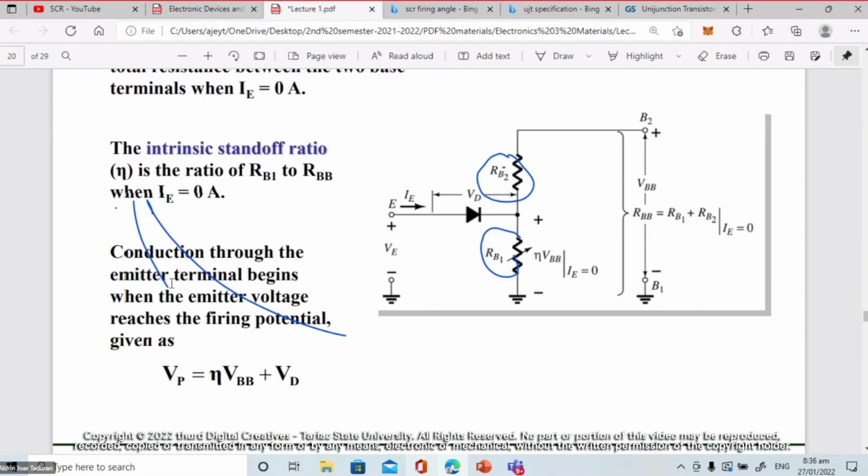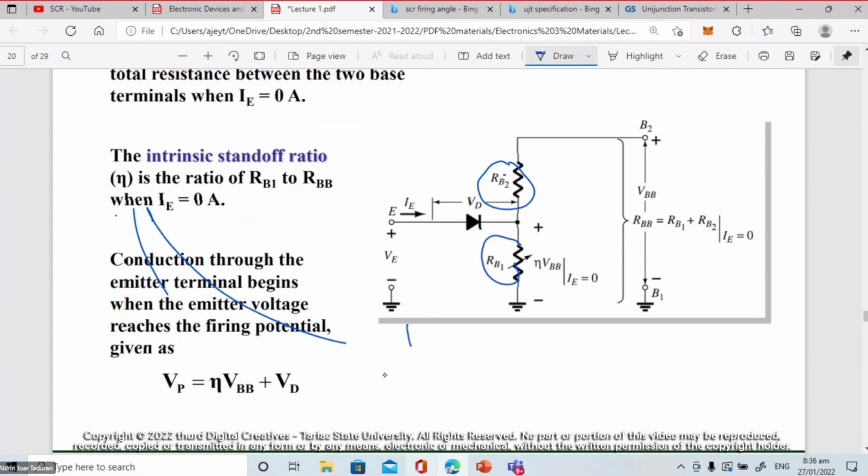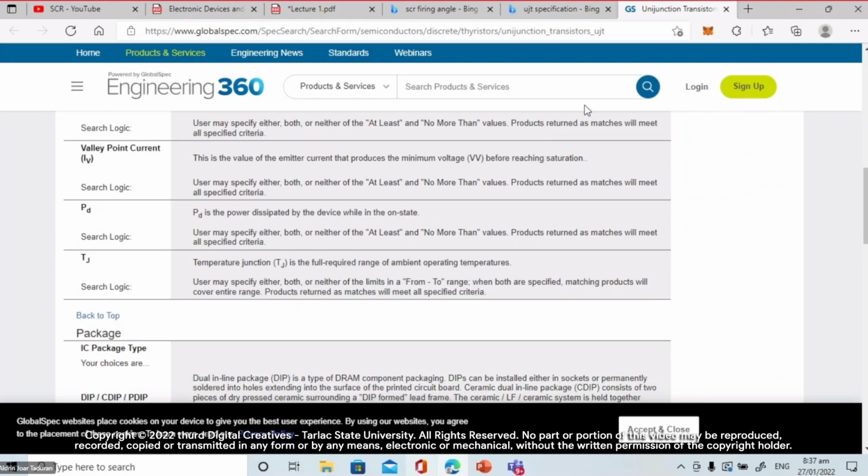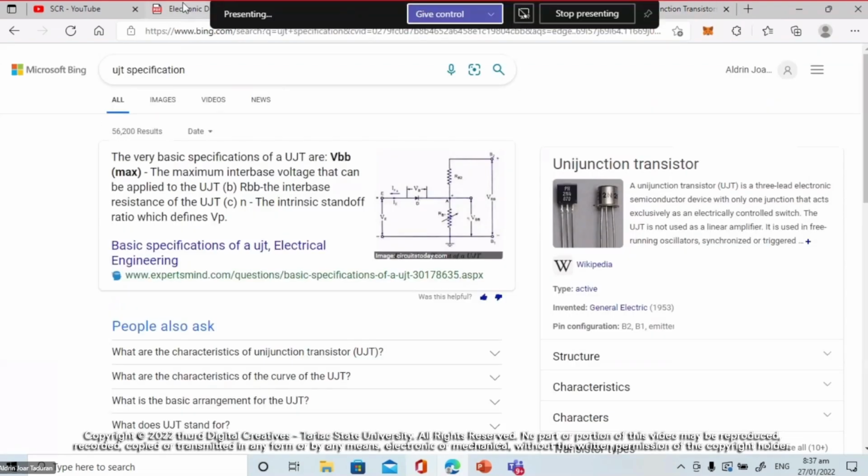Okay? So, conduction through the emitter terminal, we can know the peak voltage, which is VP, is equal to the standoff ratio times VBB, which is the voltage between the internal base resistance. Ayan. And then yung forward voltage natin, okay? Which is usually 0.6 volts. Kadalasan, forward voltage natin 0.6 volts. So ito yung peak performance voltage. Okay, peak voltage niya. We can easily solve it.